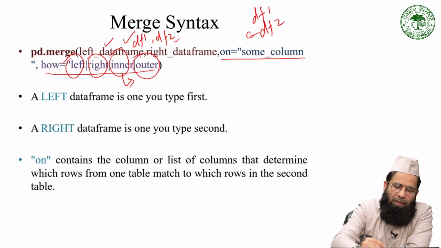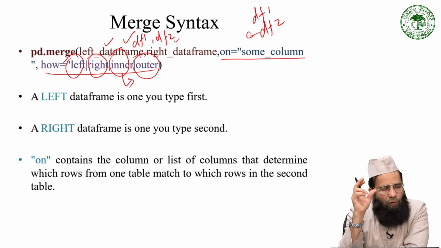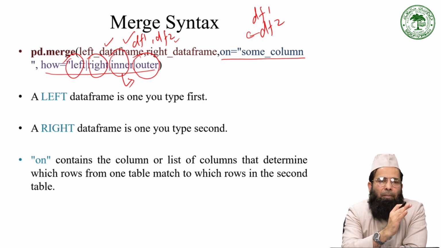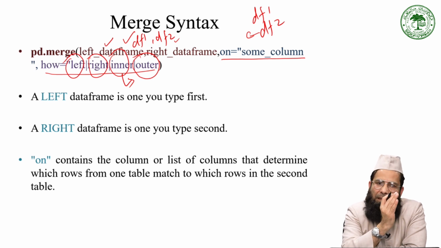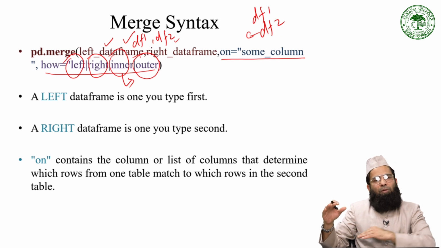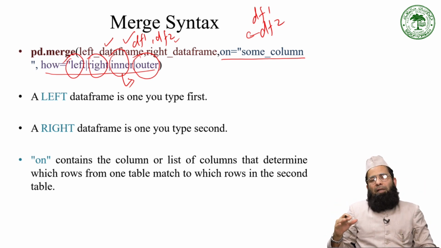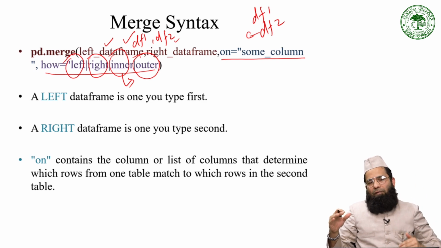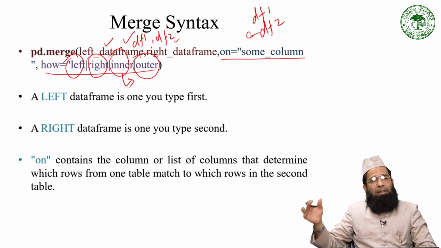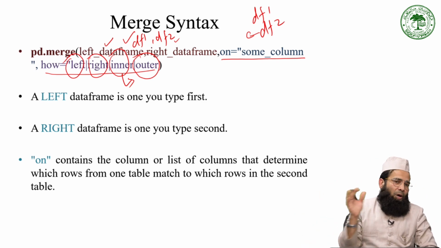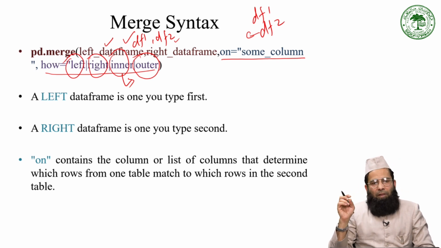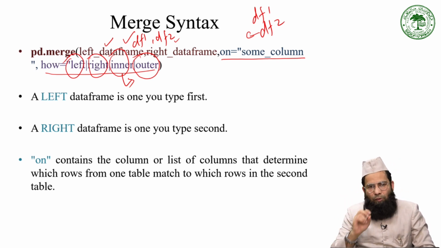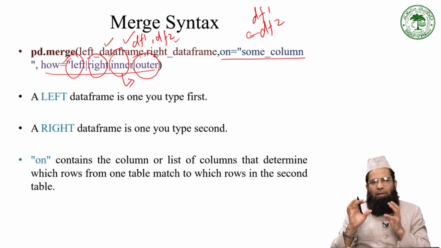Outer join says the matching rows would be fetched, as well as the rows in the left part which do not have any matched row. That would also be part of the merge, as well as the rows of the right data frame which do not have matching rows. Those would also be part of the data frame.